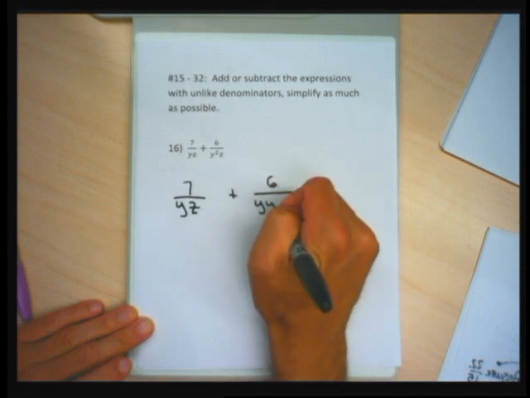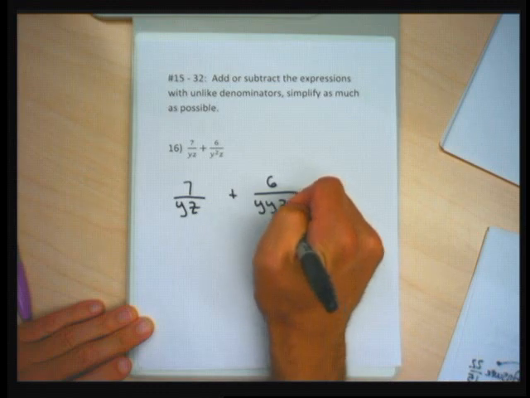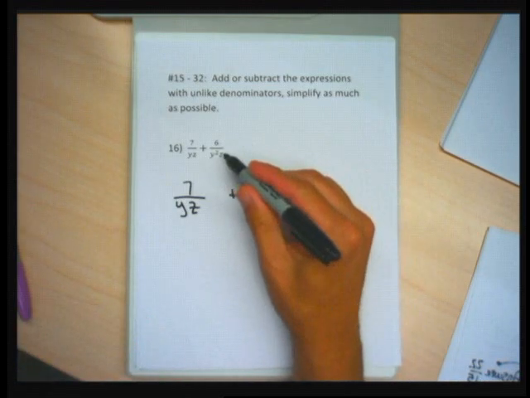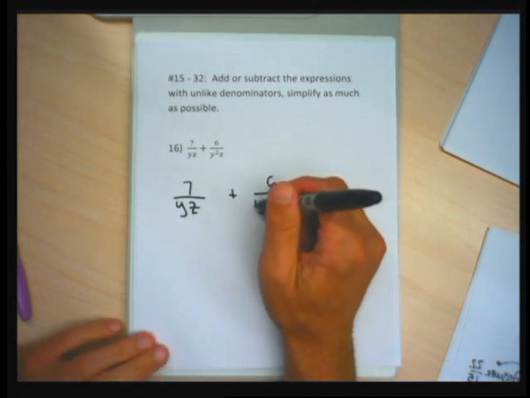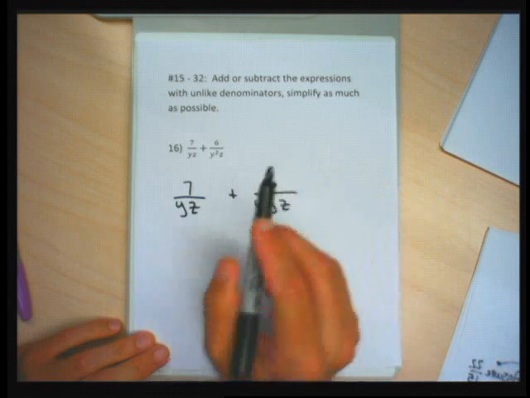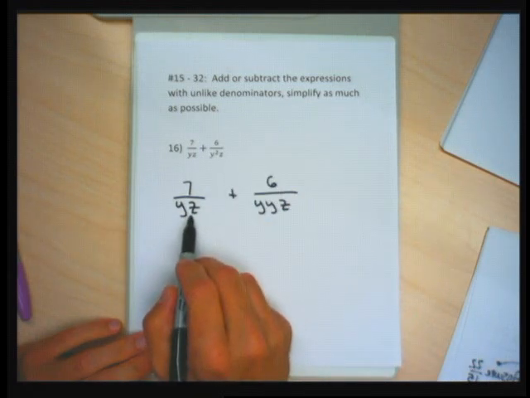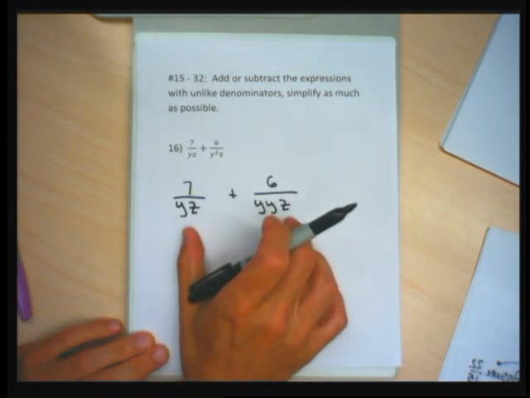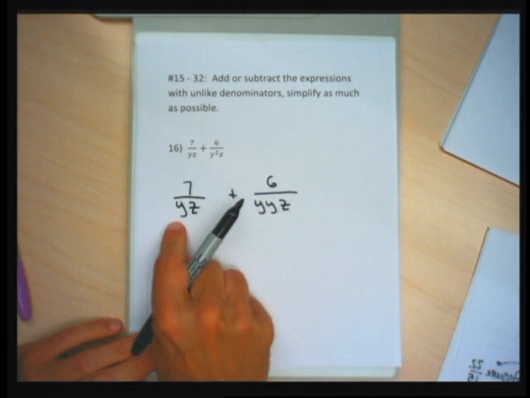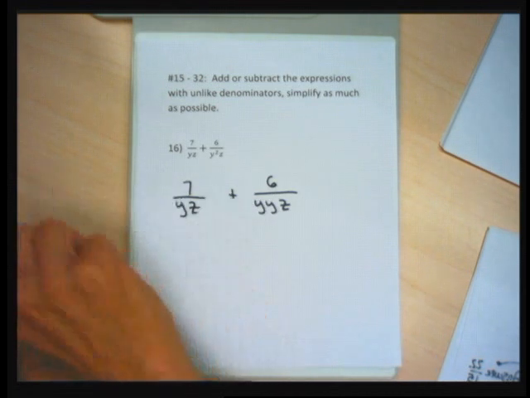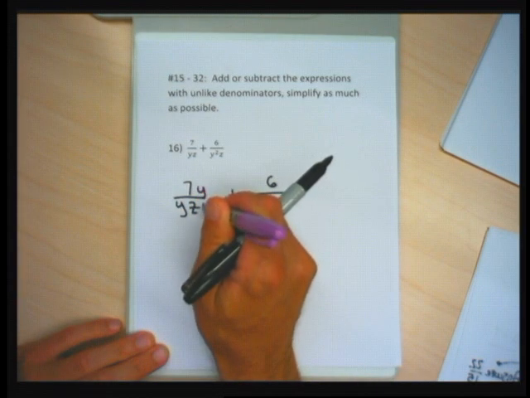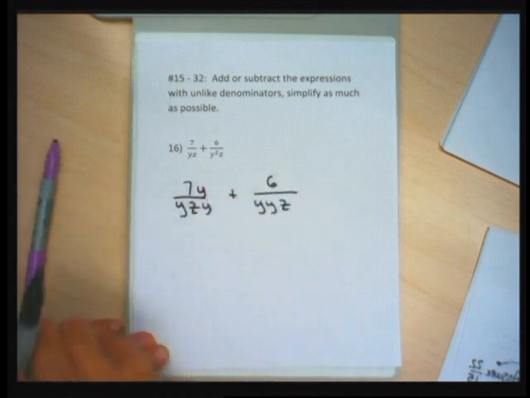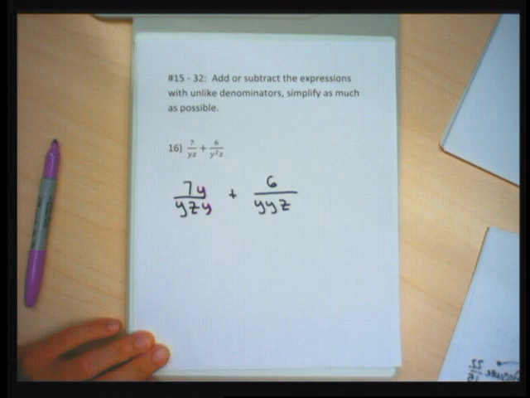This isn't really something you have to do, but if I write that second fraction without the exponent, you'll notice that the second fraction in its denominator has two y's and a z. My first fraction only has one y and a z. If I want to make these denominators look the same, I need to give this fraction another y. So if I gave this fraction another y by multiplying the numerator and the denominator by a y, both fractions would have two y's and a z, which would be good.